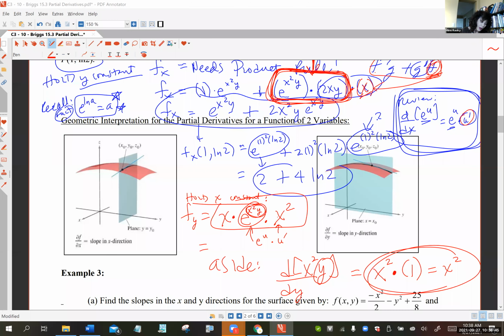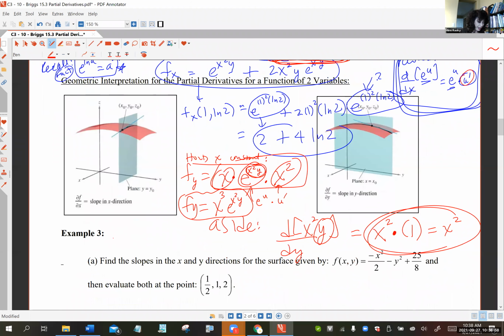Finish off this problem by multiplying the factors of x together, and we're going to get x cubed e to the x squared y as our first partial with respect to y. And now we need to evaluate that at the point with coordinates 1, ln 2. Okay, now you're just going to do direct sub. So 1 cubed e to the 1 squared times ln 2.